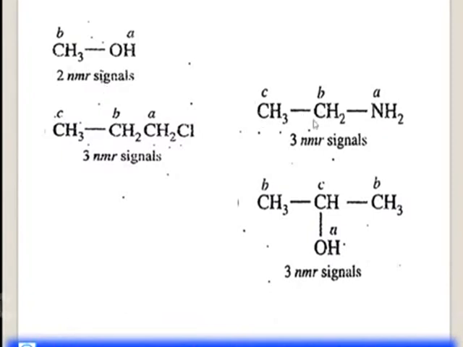And over here you can see this is an amine, ethyl amine, and 3 NMR signals will be obtained. These 2 protons are equivalent in nature, as well as these 2 protons, because they are in the same environment, left hand side as well as right hand side. These 3 protons are equivalent in nature, so one signal. So in this way there will be 3 NMR signals for this molecule.